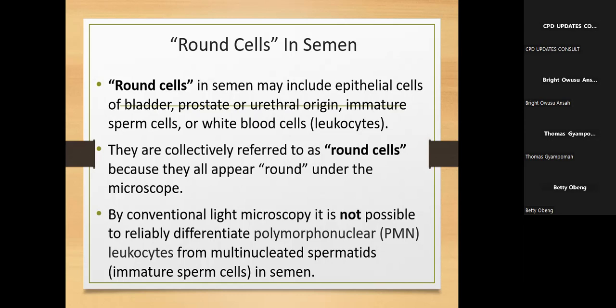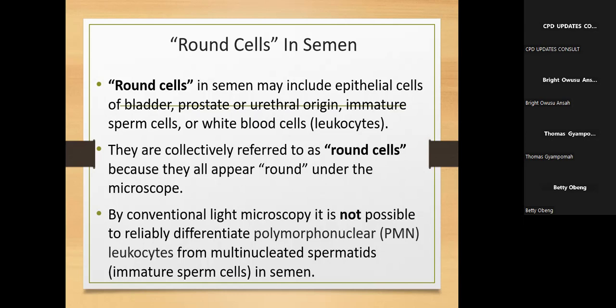And they are collectively referred to as round cells because they all appear round under the microscope. So under the microscope, whether they are epithelial cells, immature sperm cells, or white cells, technically they'll be round. And therefore, you may have to do extra work to be able to know that this is indeed an epithelial cell, this is indeed a white cell, this is indeed an immature cell. Otherwise, on the face of the microscope, I'm talking about the unstained wet mount, there's no way you're going to see them as either white cells or immature cells or what have you. So to avoid any kind of misdiagnosis, they are called round cells.